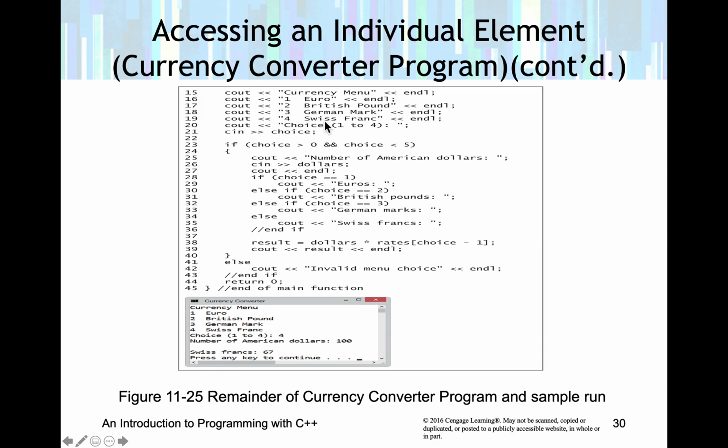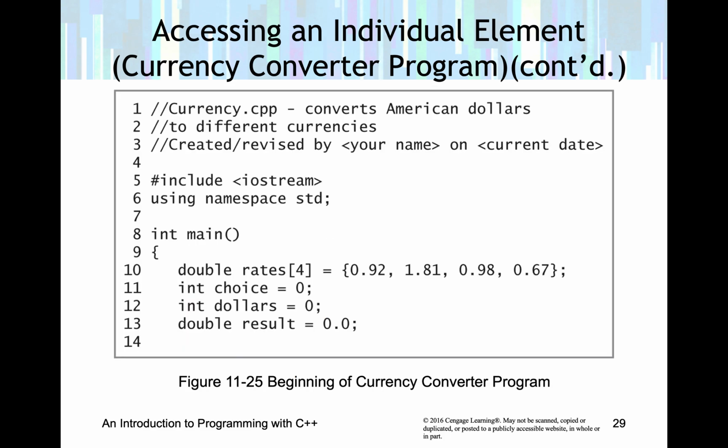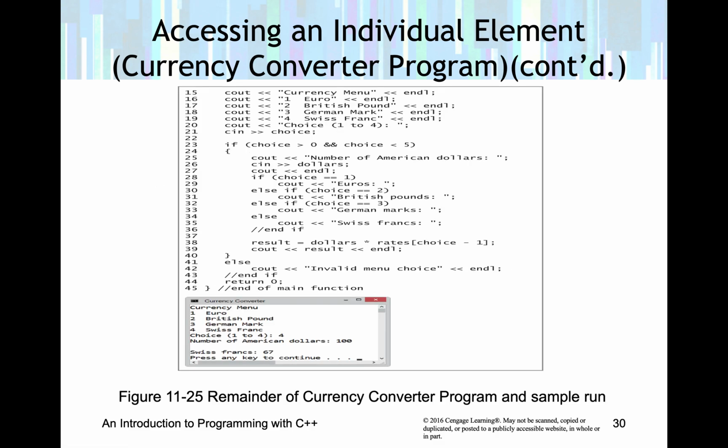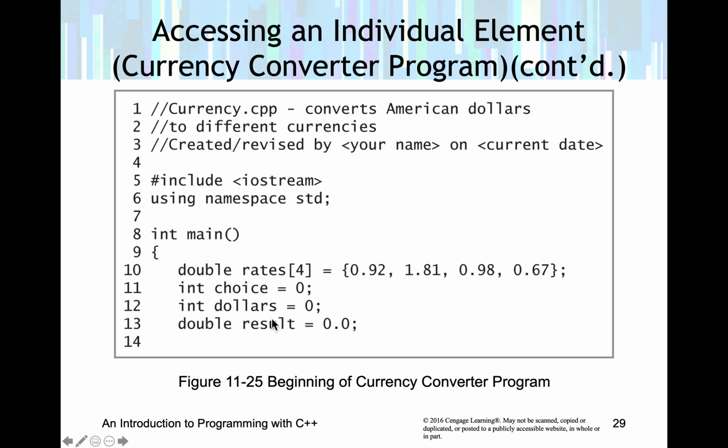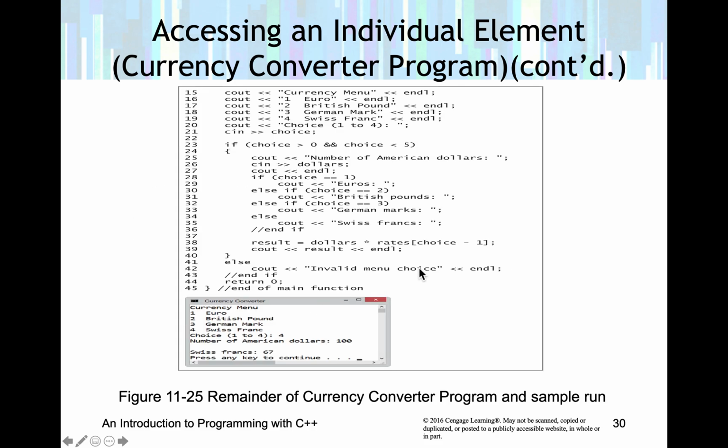So if you want to see the exchange rate for euros, then it would be rates sub 0. British would be rates sub 1. So what they've done here is they've had a nice little menu. So if I enter a 1 here, then I want to go into rates sub 0. So they say if the choice equals 1, then you see out euros. And then here you take the dollars.